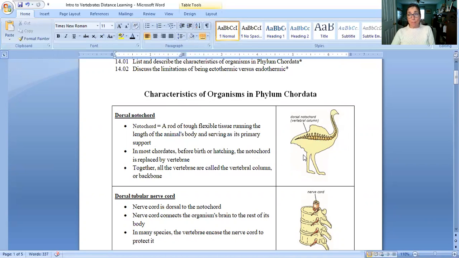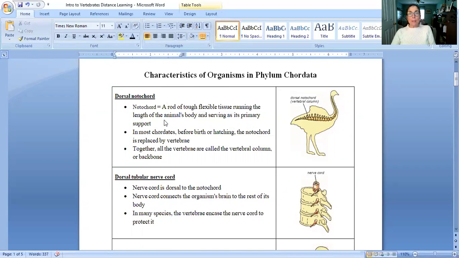But in some organisms, they don't keep their notochord once they're adults, or they keep their notochord and it never develops into a vertebral column. But to be in this phylum, you have to have had, at some point in your development, a dorsal notochord. And that's, of course, where we get the name Chordata, because of this notochord characteristic.